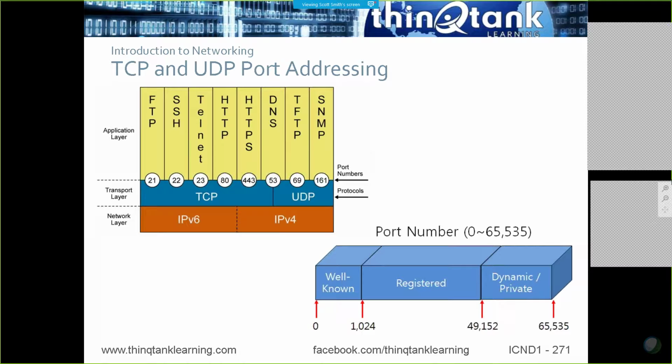And then the last block are the dynamic private ports, which are only used as source ports. Those dynamic private ports are only used as source ports: 49,152 to 65,535.